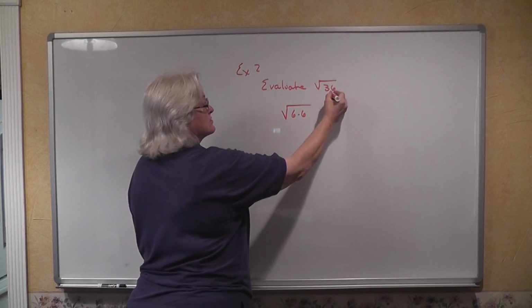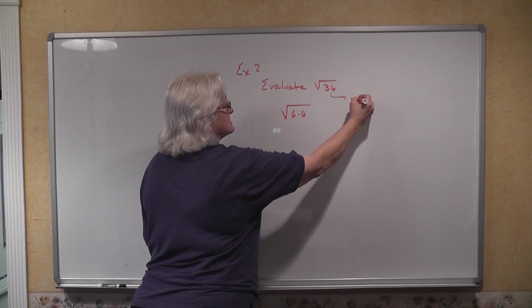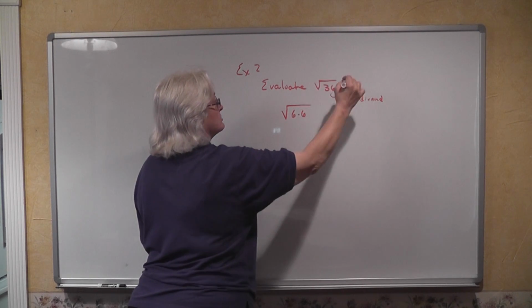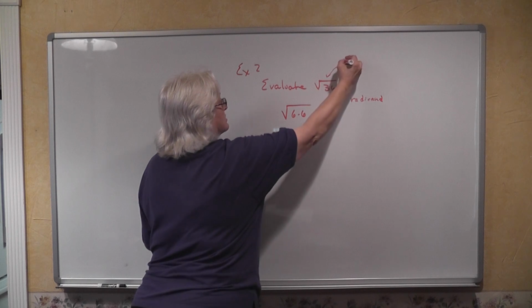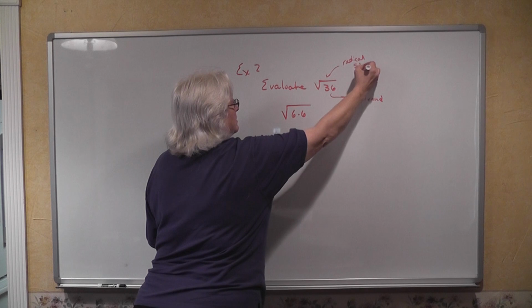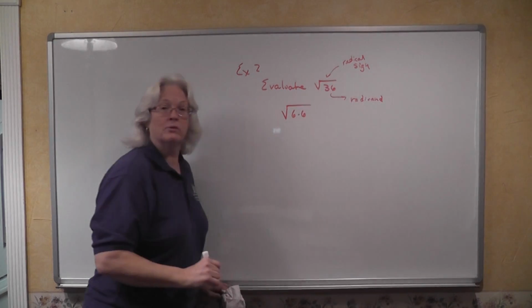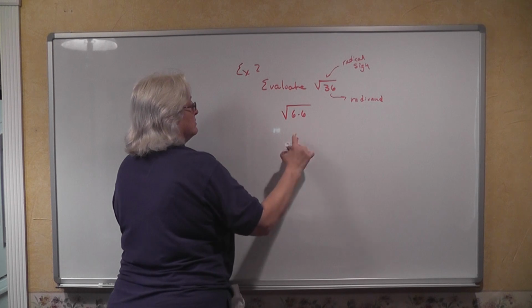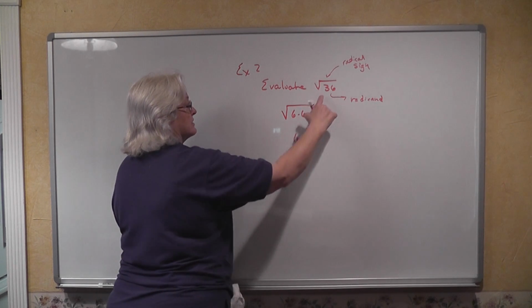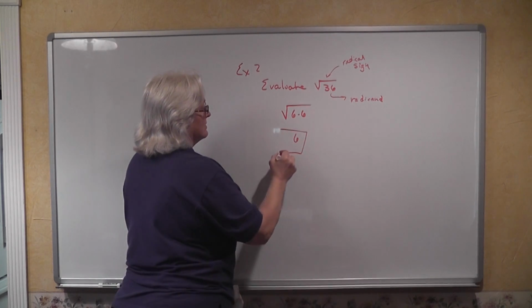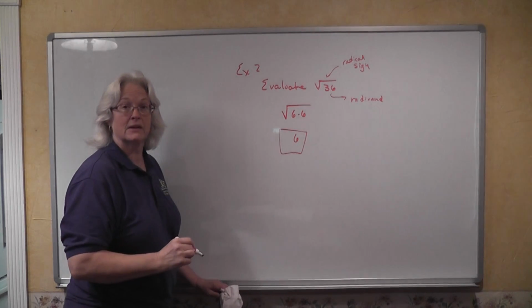Here, 36 is called what? 36 is called the radicand. This long check mark is called the radical sign. The square root of 36 is one of the 2 equal factors of 36. So the square root of 36 is simply 6.